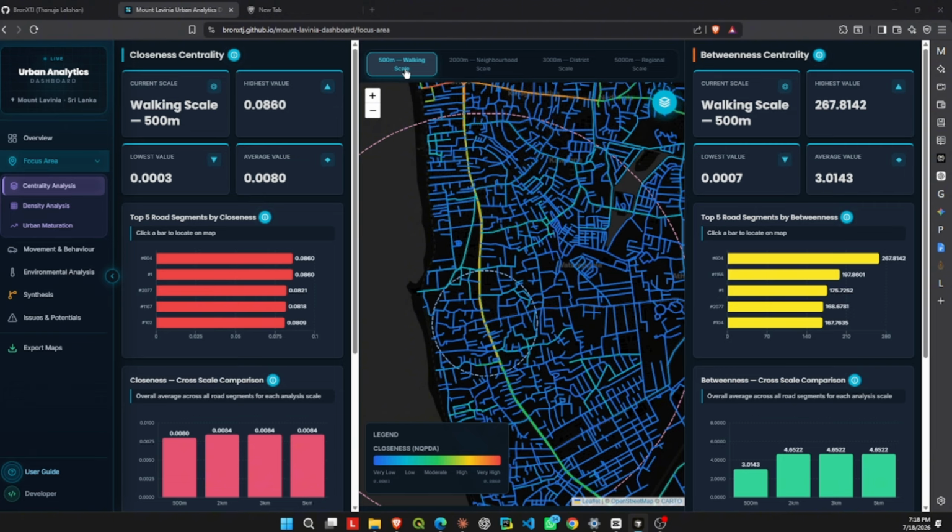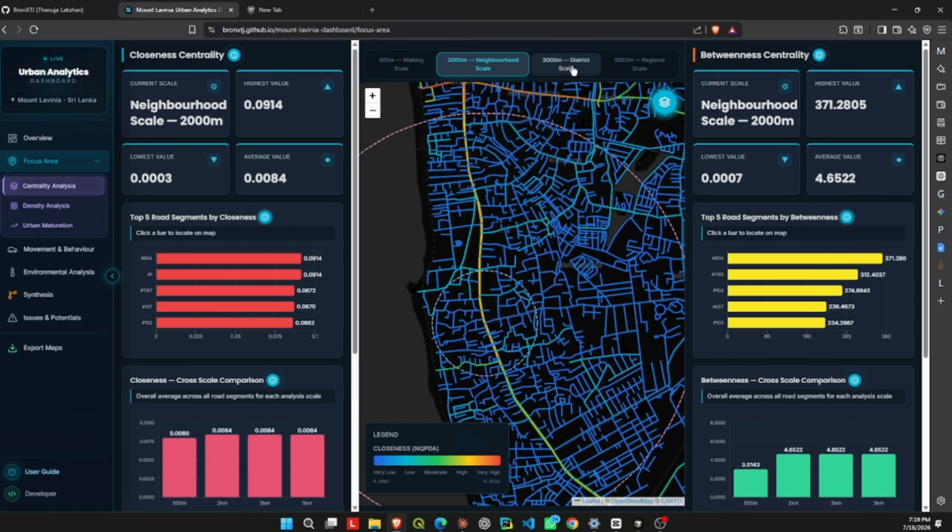The first one is the 500 walking scale. It shows the local pedestrian-level network importance. The second one is the neighborhood scale. It shows a wider daily movement area. The third one is 3000, the district scale. It shows the corridor-level importance. And the last one is 5000, the region scale. It shows which links stay important over a larger radius.